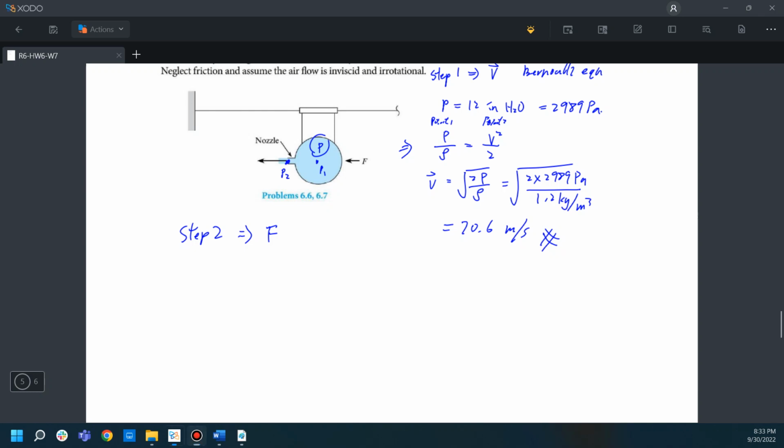So according to the momentum equation, the summation of the force in the x direction will equal the summation of the outflow mass rate times the velocity, minus the summation, this is for the control surface term, of the mass of the inflow times the velocity of the inflow in the x direction.